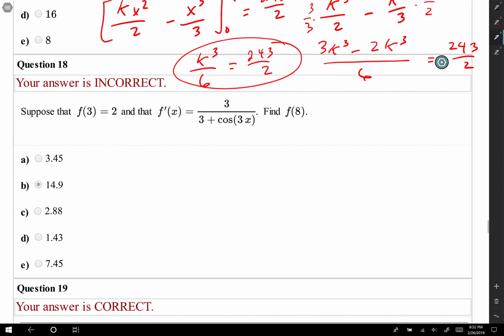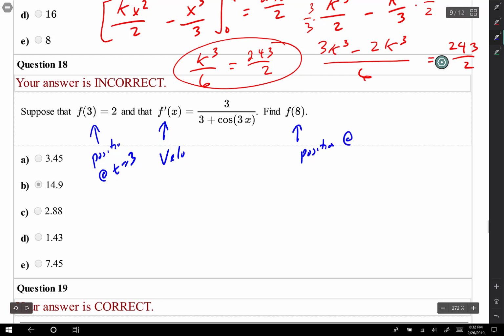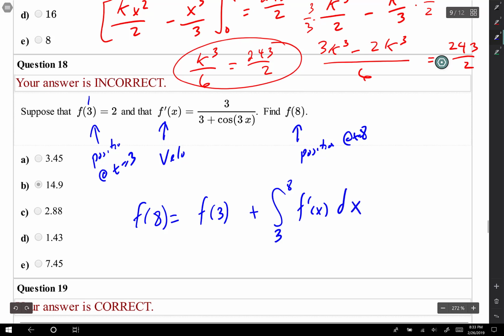So this one's straightforward. You're going to need a calculator. Think of this as velocity, and think of this as position at t equals 3, or x equals 3. So they want the position at 8. So what you do, f of 8 equals your initial position, f of 3, plus the displacement. You're going to integrate from 3 all the way to 8 of f prime. And that's how you do them, guys. It's pretty straightforward, not a big deal.